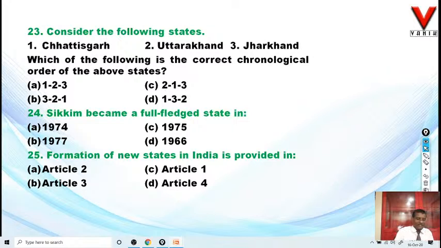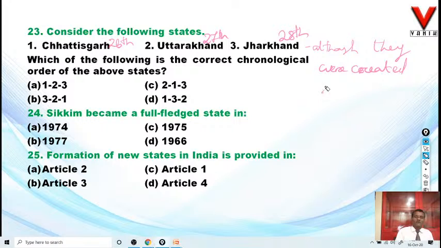Chhattisgarh was the 26th state, Uttarakhand the 27th, and Jharkhand the 28th. Although they were created in the same year, hence it is chronological order. So here 1, 2, 3. Uttarakhand is 27. I just focused on the fact that they were created one after another.